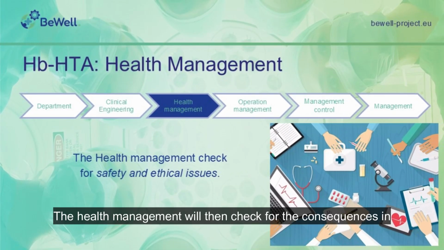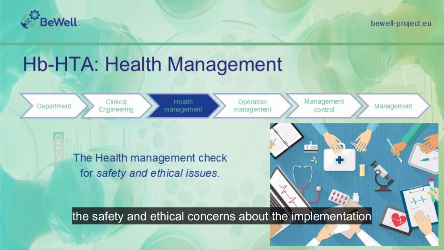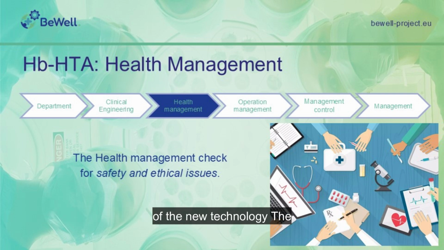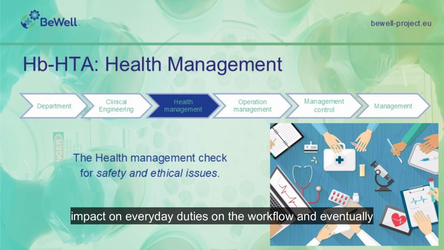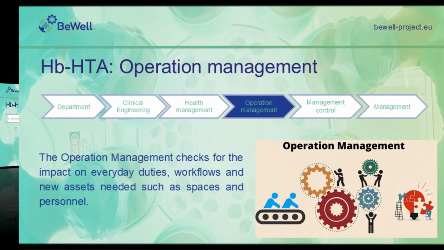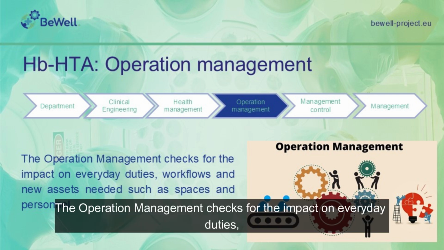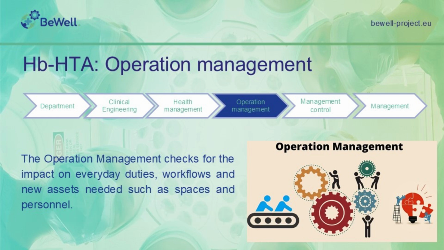The health management will then check for the consequences in the working duties, the safety and ethical concerns about the implementation of the new technology. The operation management will then check for the impact on everyday duties and the workflow, and eventually if new assets are needed, such as new spaces and personnel.